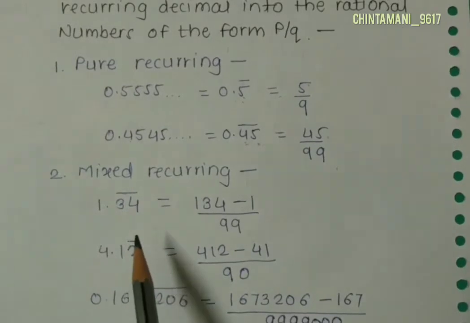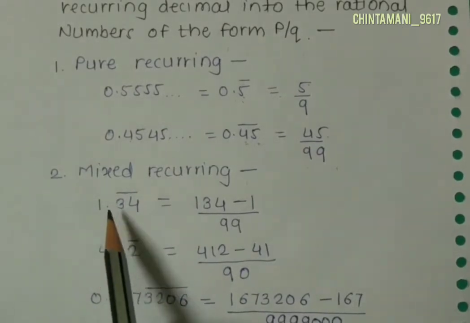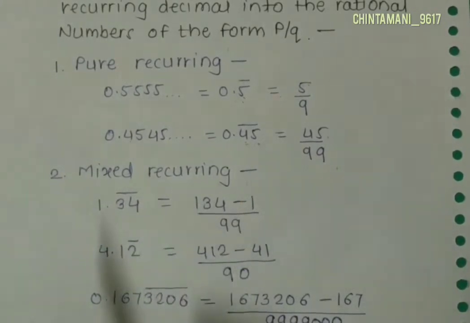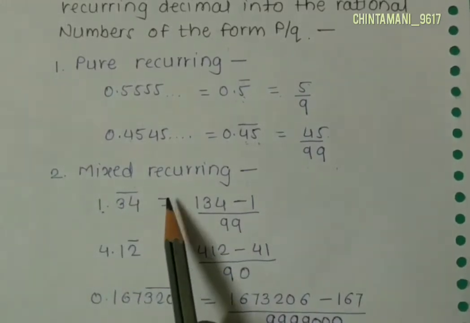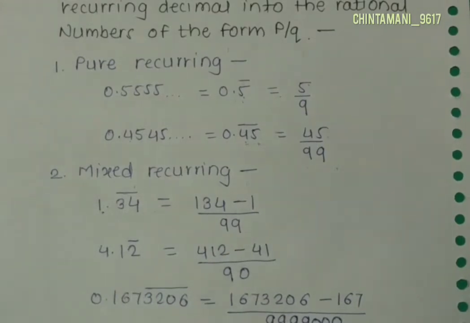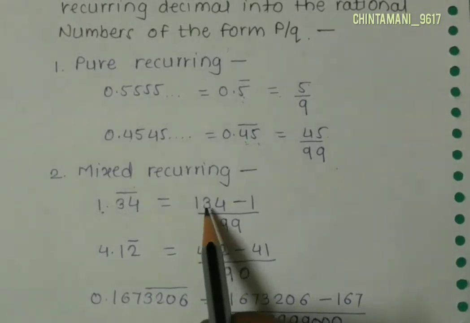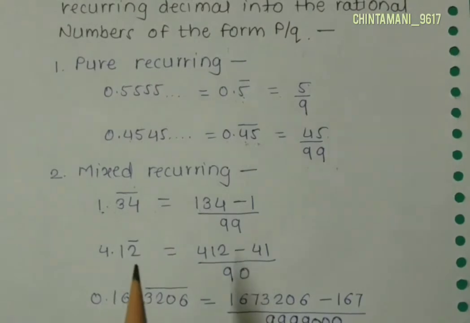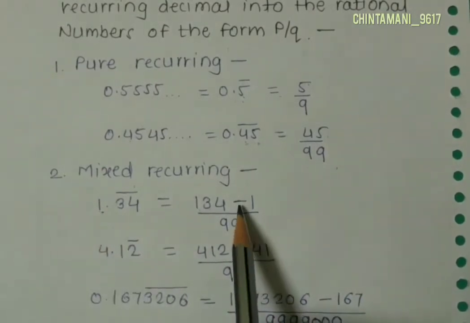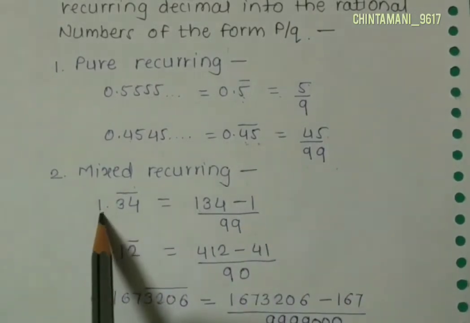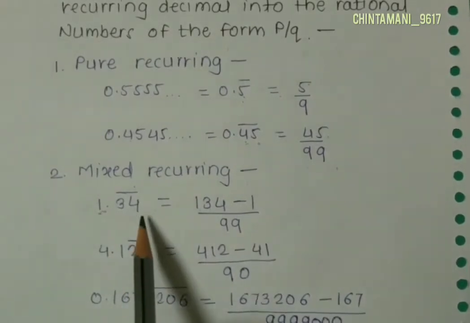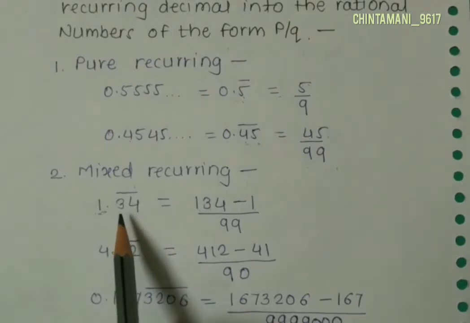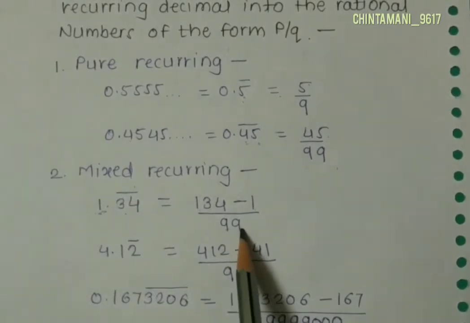Next, the mixed recurring. In the mixed recurring numbers, for example 1.343434 is given, so we write it down as 1.34 bar. For converting it into the p by q form, we will write down 134 without any decimal point and minus 1, because the 1 does not have any bar over it, so we will subtract it. The number of digits which have the bar over it is 2, so we will write down 99.